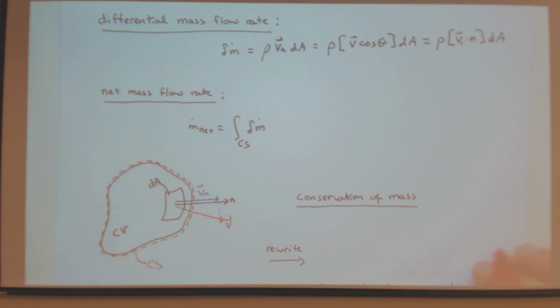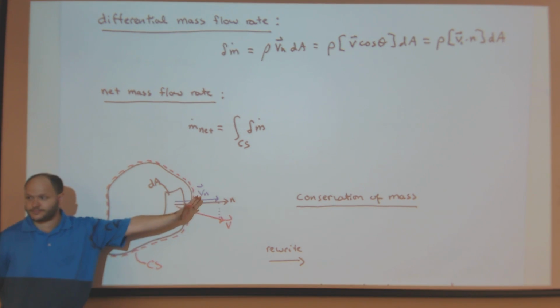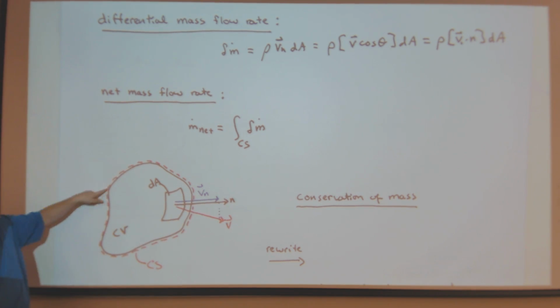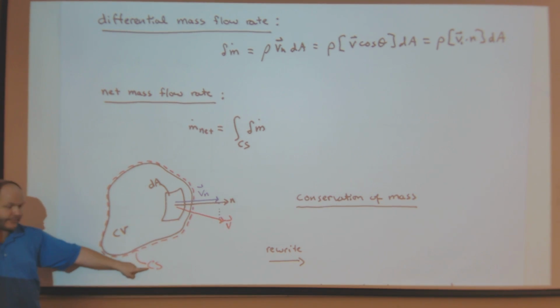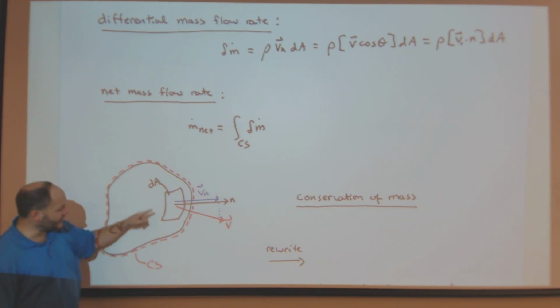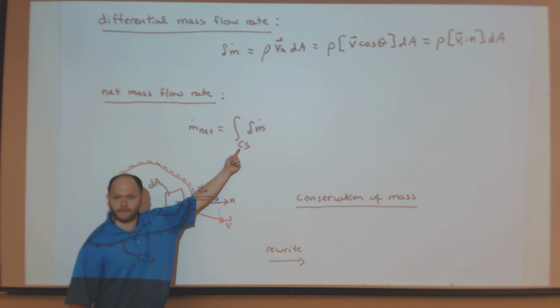I wanted to do this. So I have my differential mass flow rate. Here's my system, and I can have mass leaving it. I have a control volume, but given that I've defined a control volume, I have a control surface. So the boundary has an area, and within the boundary gives me a volume. So my net mass flow rate is related to an integral over the control surface.